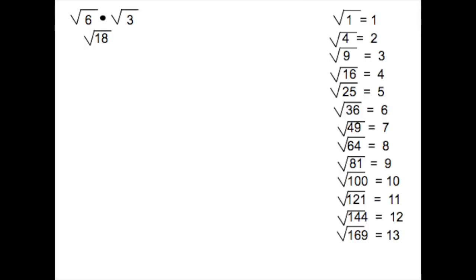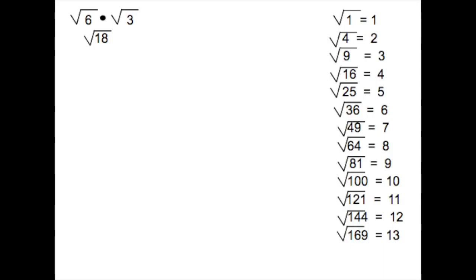This video tutorial will take a look at multiplying and simplifying square roots. Let's multiply the square root of 6 and the square root of 3. This equals the square root of 18. The square root of 18 can be simplified now. We must find a perfect square factor of 18.